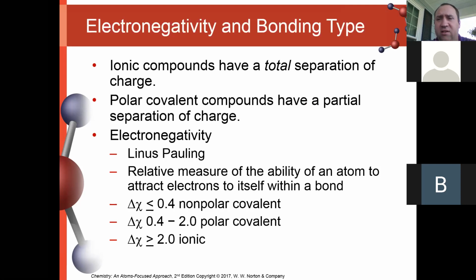And so the electronegativity scale, which helps us to figure this out, was developed by a man by the name of Linus Pauling. And Linus Pauling came up with a way of determining the relative ability of an element to attract electrons to itself when it was in a bond. Now, these numbers here, these are what we call electronegativity differences.